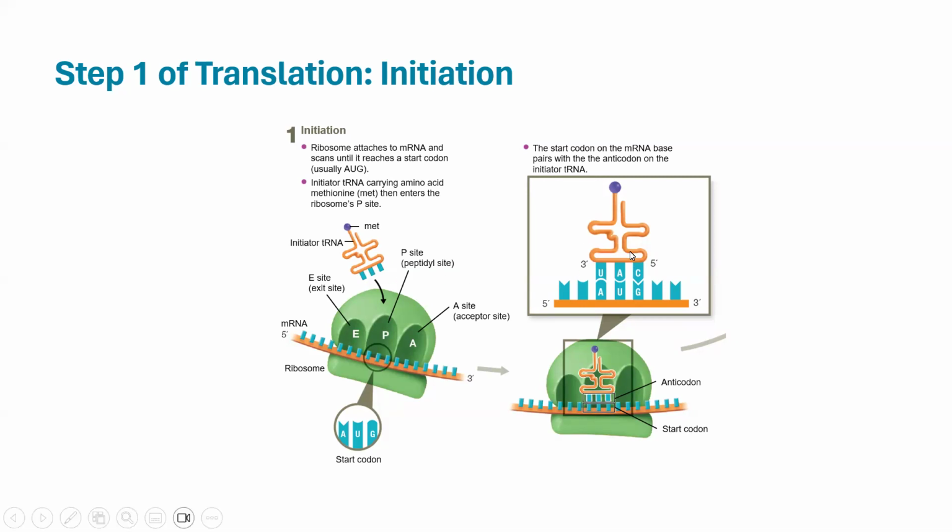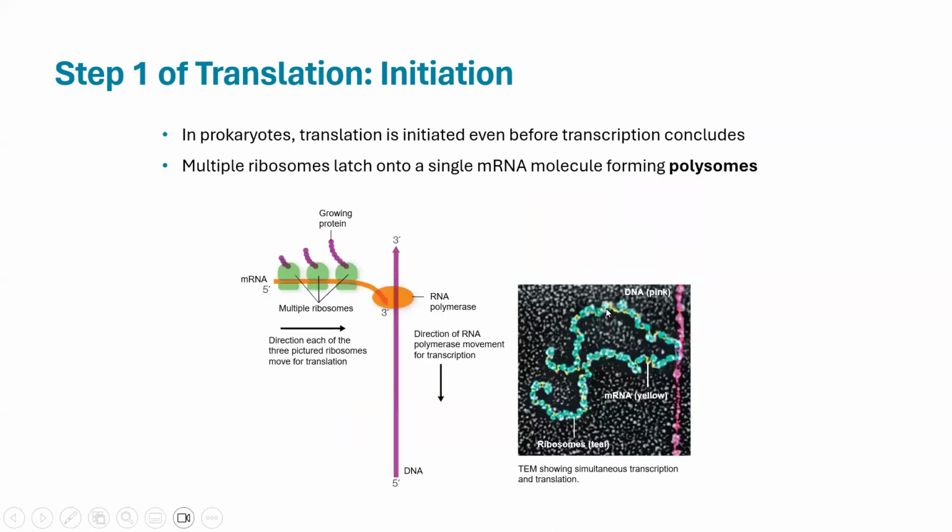All right. So we see over here the complementary base pairing between the anticodon on your tRNA and the codon on your mRNA. And in prokaryotes, the translation is going to be initiated even before transcription concludes. And so multiple ribosomes latch onto that single mRNA molecule, forming what's called a polysome. And so this can just happen very rapidly.